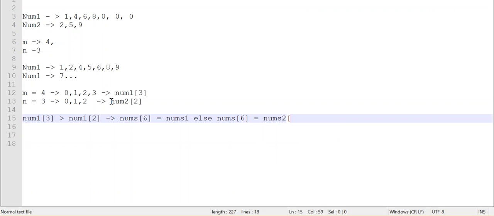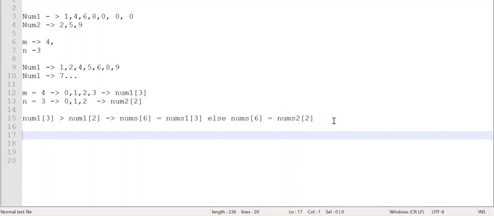Otherwise nums1 at index 6 will become nums2 at index 2. Now my updated array, which was 1, 4, 6, 8, has another value, and 9 was greater, so this becomes 9, right?